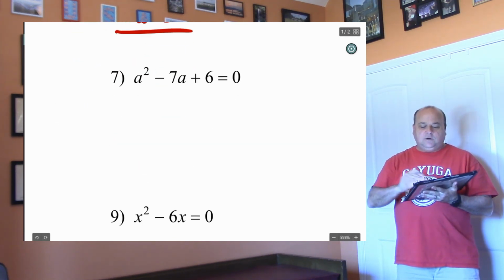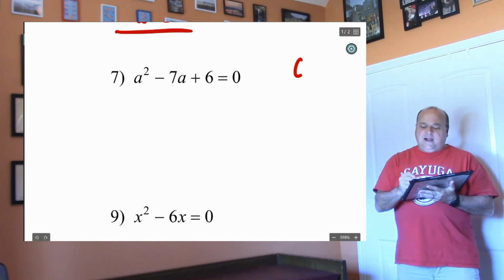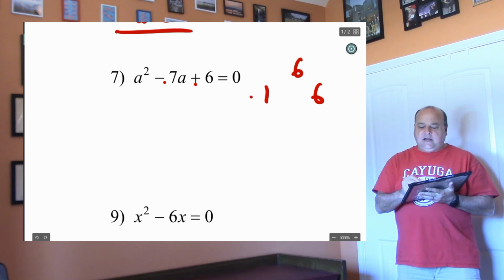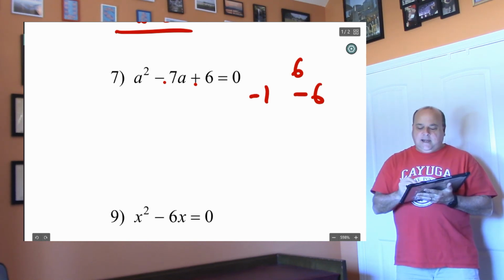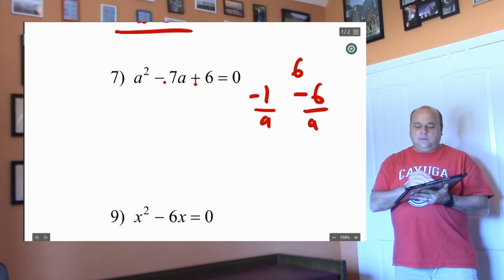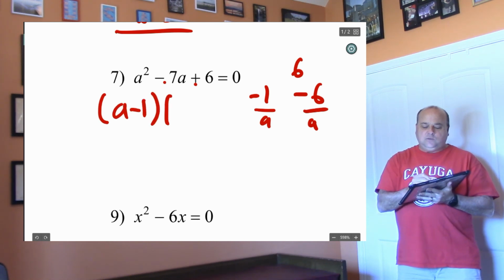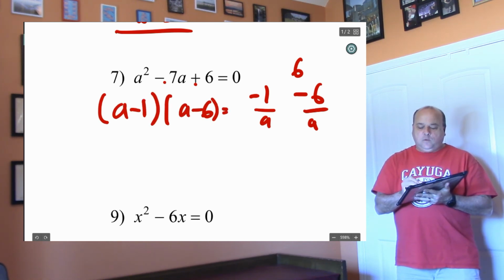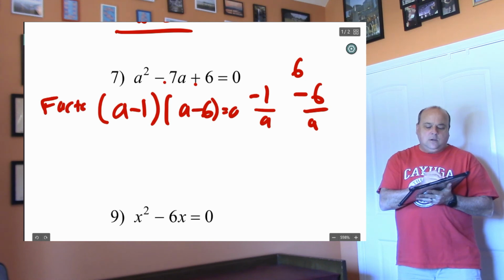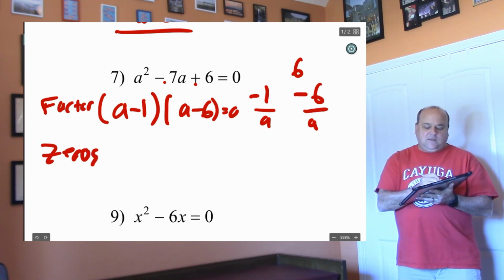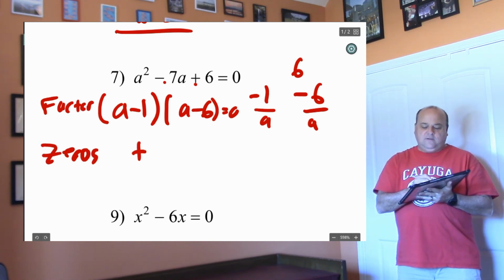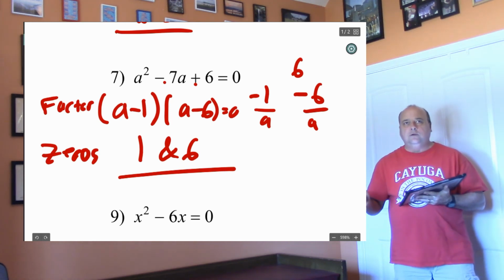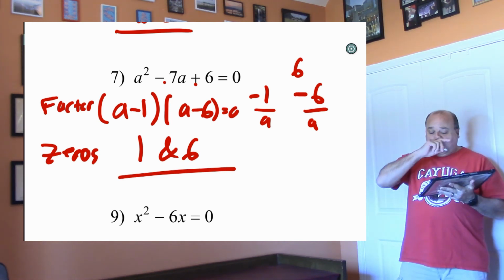Let's go to the next one, number 7. I want the factors of 6 that add up to 7. That's 1 and 6. I need a negative 7, so they'll both be negative, and I'll put an a on the bottom. Those are my parentheses. So a minus 1, a minus 6 equals 0. These are my factors. So my zeros are going to be the opposites, right? The opposite of negative 1 is a positive 1. I don't put the plus. And the opposite of a negative 6 is a positive 6. Those are my zeros.